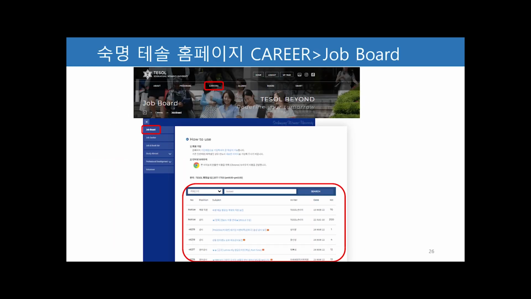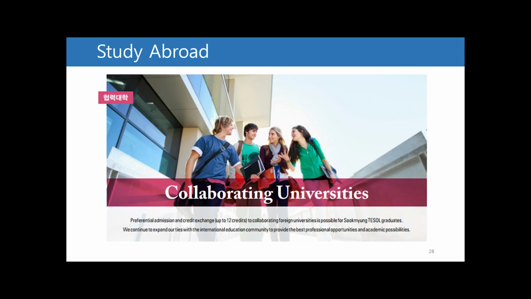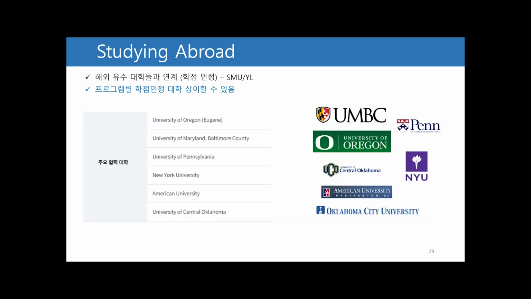저희 홈페이지에 커리어 잡보드라는 메뉴가 있고 여기는 여러 기업체에서 영어 강사 모집할 때 많은 공고를 올리고 있거든요. 그래서 이것도 한번 봐주시면 좋을 것 같습니다. 저희가 또 해외 대학과 협력을 맺고 있습니다. 9개 대학과 협력해서 SMU랑 YL 자격증을 취득하신 후에 테솔 대학원 진학하실 경우에 최대 12학점까지 인정이 됩니다. 그럼 보통은 한 24학점 정도 되시거든요. 석사학위가. 그럼 1년을 단축할 수 있으신 거라서 매우 좋죠. 돈을 많이 아끼실 수 있으세요.